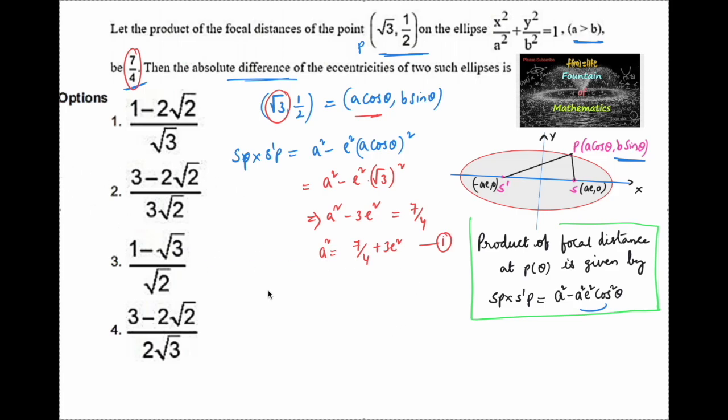And now b square is equal to a square times (1 minus e square). This is a relation we have. Make this equation 2.